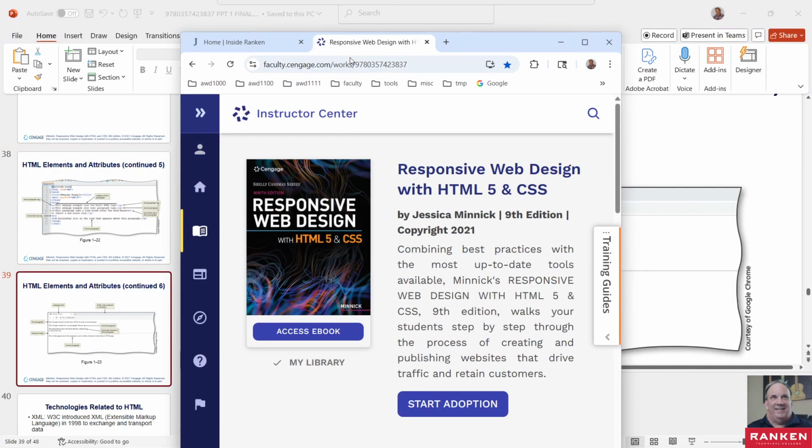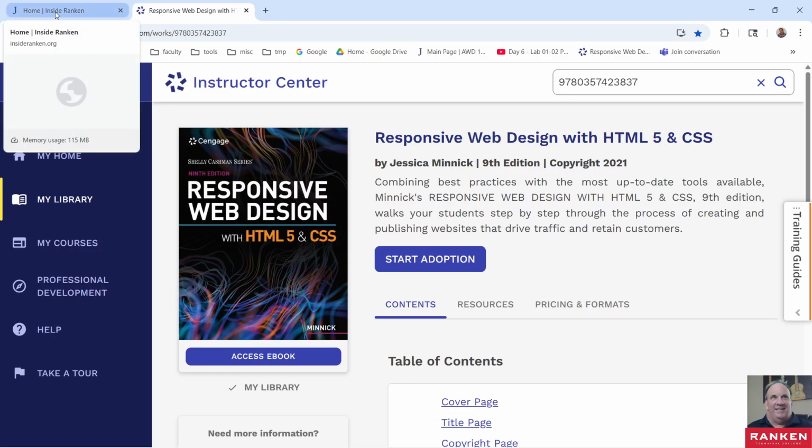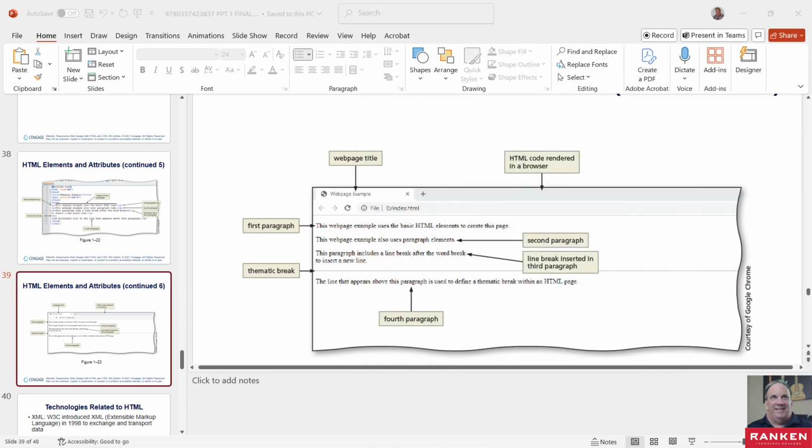So let's just look at this real quick. So this is inside ranking. This is the title. This is a title tag. This is for the book thing, responsive web design. That's the title tag they have, okay? So that's a special kind there.